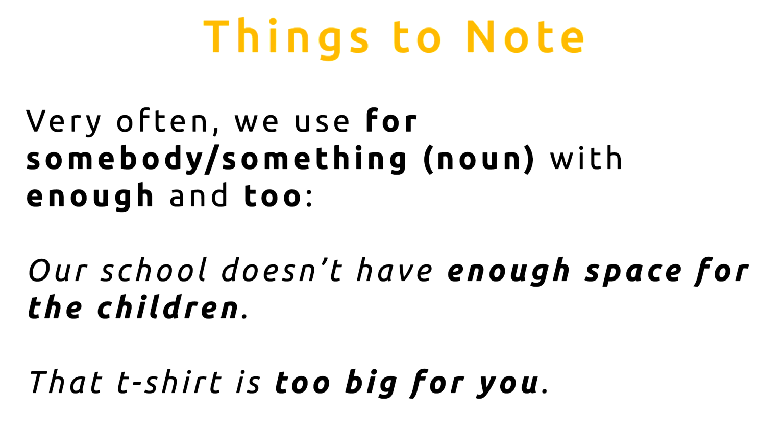Second example, we're using too. That t-shirt is too big for you. Who does the problem affect? It affects you. That t-shirt is too big for you. So when using for, it can be omitted. It's not necessary, but it makes the meaning much, much clearer.